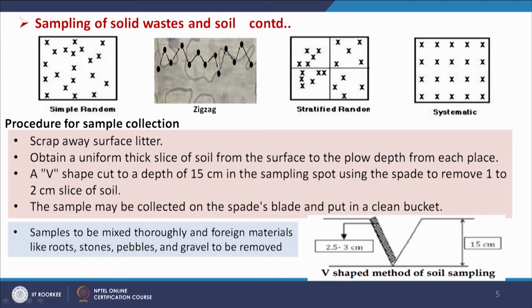This is the zigzag nature, and stratified sampling means, in the same area, if we are interested to get a more accurate result or sample, we can divide it into 4 equal non-overlapping areas, and from each area we can collect an equal number of samples, maybe randomly. If we want to make it more accurate, then we can go for systematic sampling, so equal distance, equal direction like this. That way the sampling methods are followed.